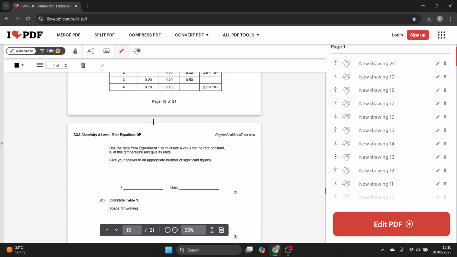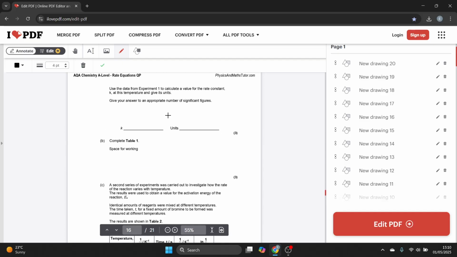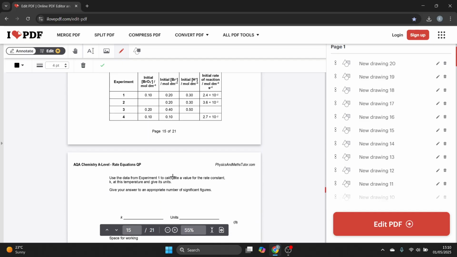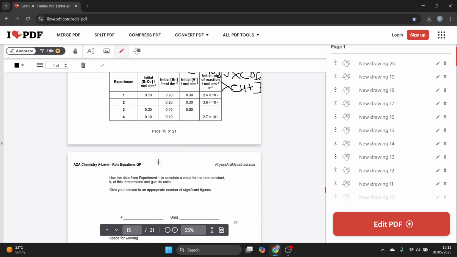Use data from experiment 1 and calculate the value for the rate constant k. So, well, before you do that, actually no, you don't. It's the same process: k equals rate over BrO3 minus times Br minus times H plus squared. And that's it. That would give you k.